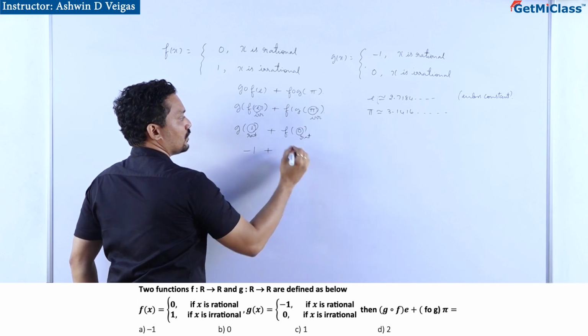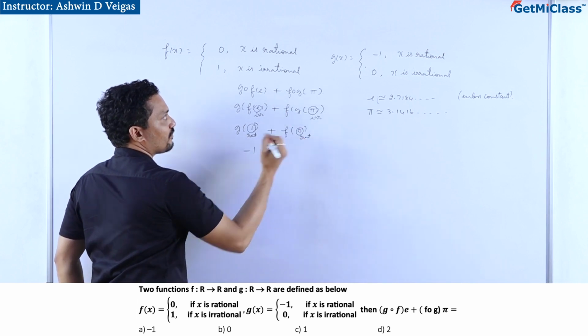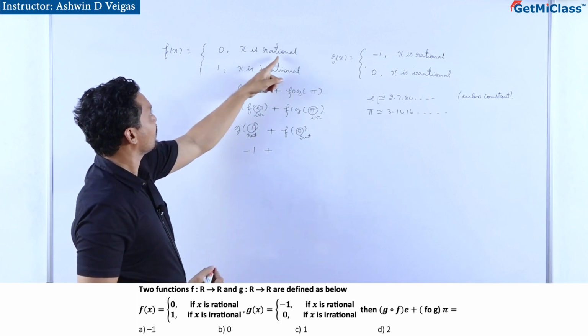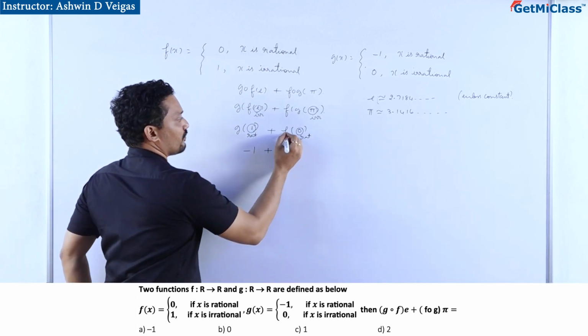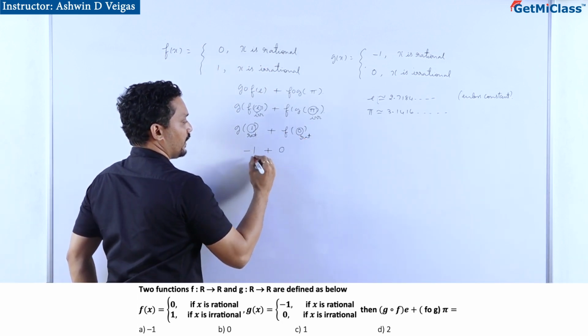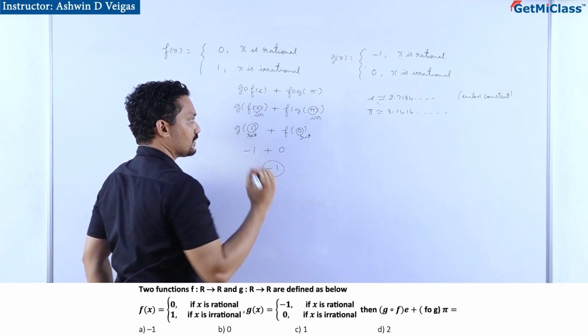rational number. So what is f of 0? What is f of rational? So f of rational is 0. So f of rational is 0 and hence the answer will come out as minus 1.